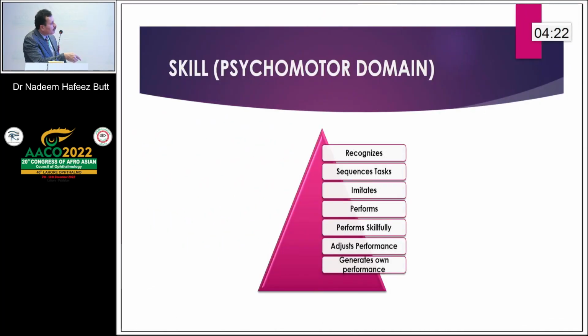Skill or psychomotor domains: recognizes, sequences tasks, imitates, performs skillfully, adjusts performances, and performs on his own. So these are the different levels, and these also need to be assessed. Like we have our e-log books in FCPS training, and all the skills that the student is doing are entered into the e-log book, and the assessor or the supervisor from time to time assesses whatever the student has learned in the form of skills, whether it is up to the mark or not, and the feedback is given to the student.